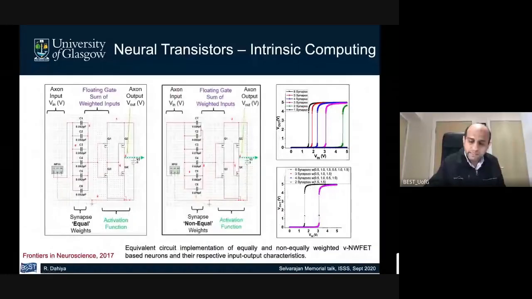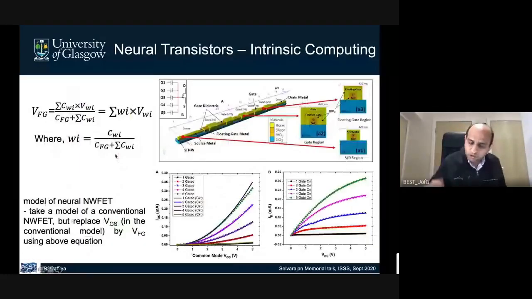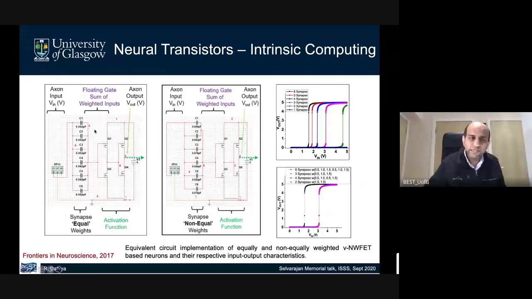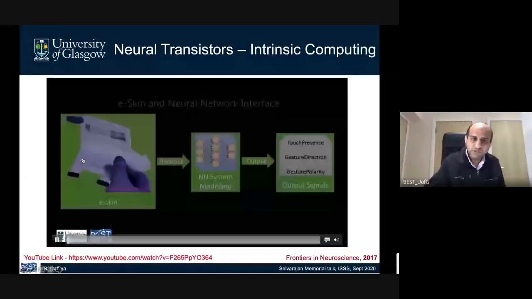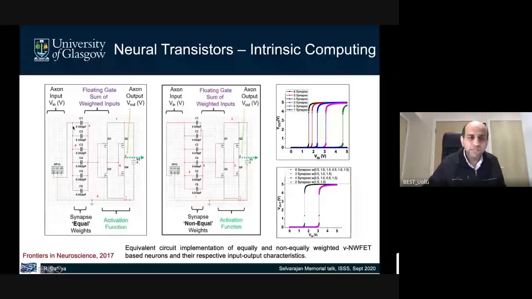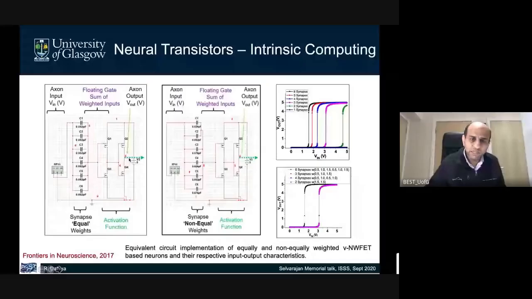And then we implemented this using modeling. In this case, a neural nanowire FET model was developed. So that's the neural nanowire FET. So these are equal weighted capacitances. You have the inputs, various inputs are going here, and the summation is taking place. And then you have 2 transistors which are connected here, and you have the output shown here. So this is essentially the equivalent of an activation function, and this is the synapse with equal weight, and this is the synapse with non-equal weight.